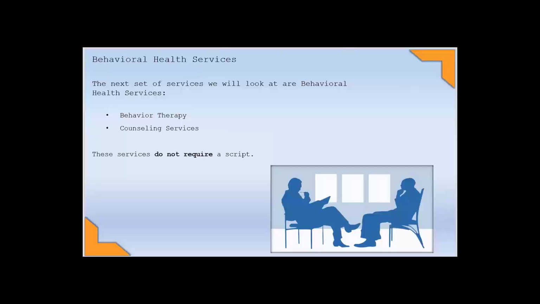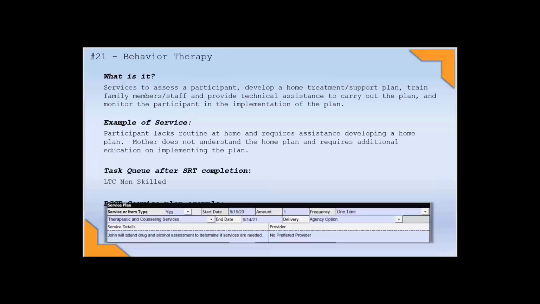All right, so our behavioral health services, behavior therapy, counseling services, these services do not require a script. So number 21, behavior therapy, services to assess the participant, develop a home treatment support plan, train family members and staff to help carry out that plan, and monitor the participant in the implementation of that plan. So an example, a participant lacks a routine at home and requires assistance developing a home plan. The participant's mother does not understand the home plan and requires additional education on implementing this plan.